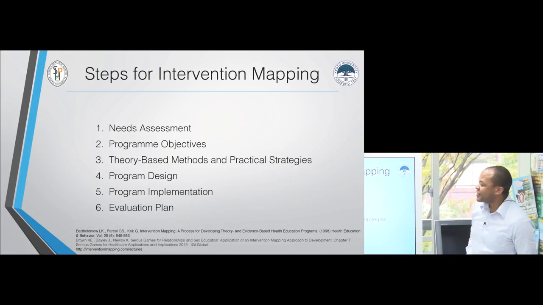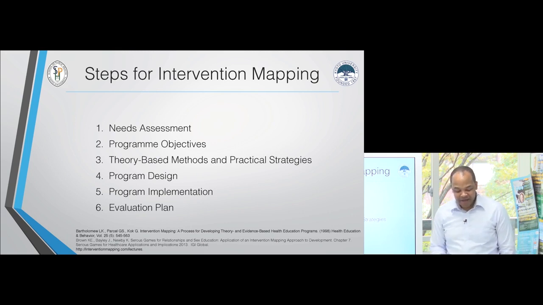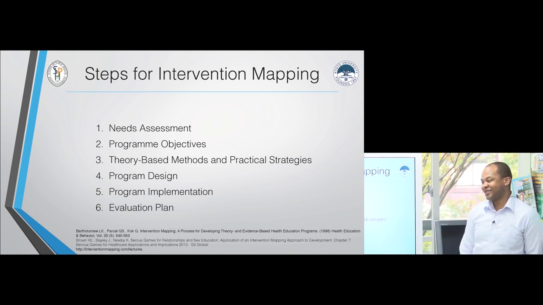So here are the 6 steps that are involved in intervention mapping. The first one is needs assessment. The second one is program objectives. The third one is theory-based methods and practical strategies. The fourth one is program design, program implementation, and the evaluation plan.